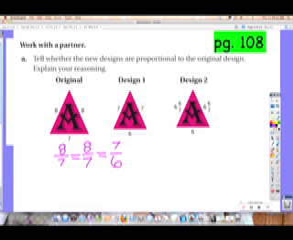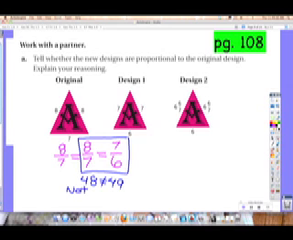Okay, here we go. Let's cross multiply. What's 8 times 6? 7 times 7? Uh-oh. Not proportional. I really highly suggest you practice our vocab word. Right, not proportional. However, maybe the original to design 2 is proportional? I don't know.